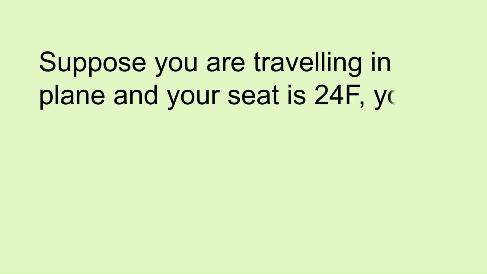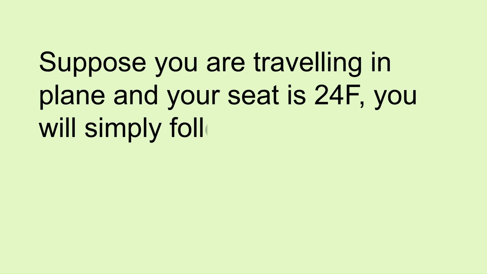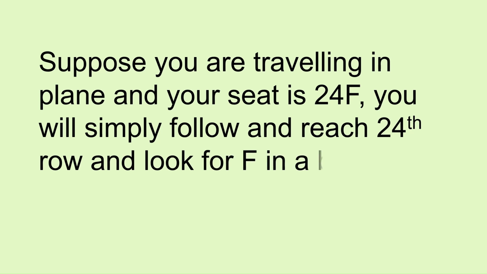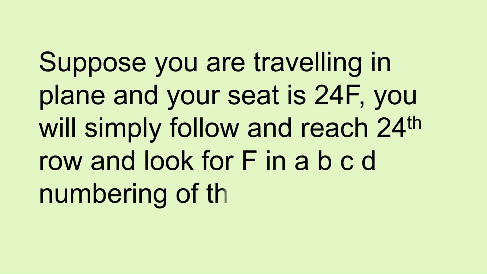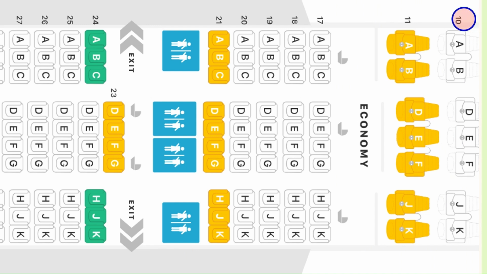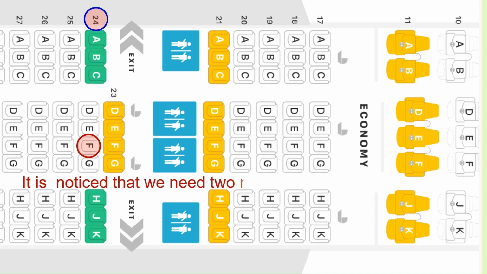Let's suppose you are traveling in a plane and your seat is 24F. You will simply follow and reach the 24th row and look for F in the A, B, C, D numbering of the seat. It is noticed that we need two numbers to know a place.